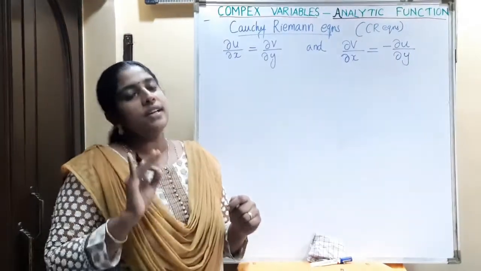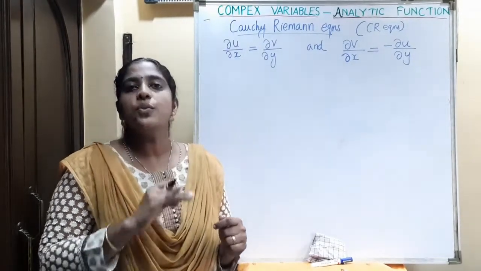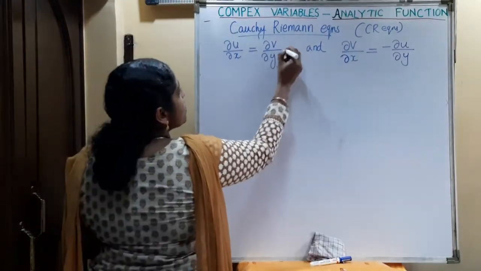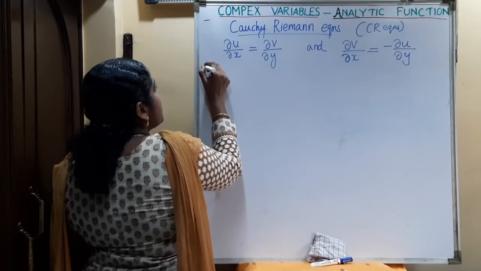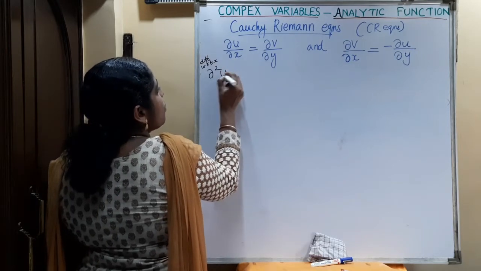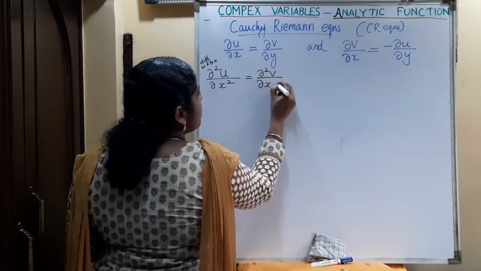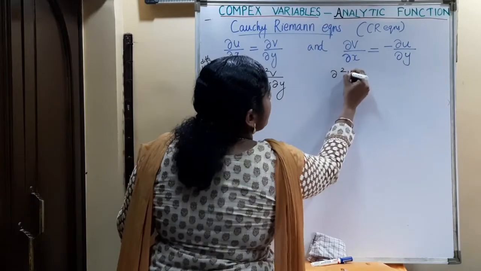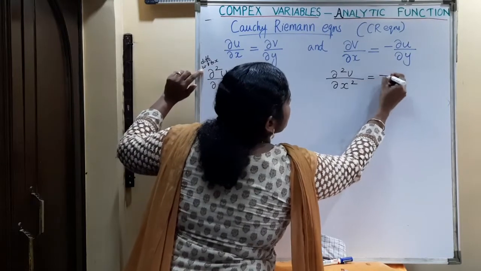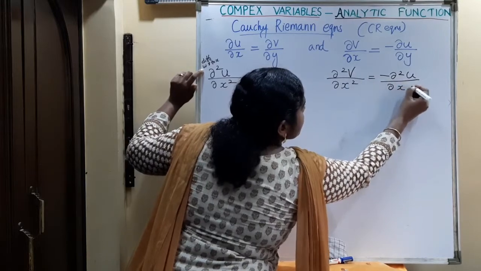The most important result is that if we differentiate these Cauchy Riemann equations with respect to the two independent variables, there is a beautiful relation between them. We differentiate the first Cauchy Riemann equation with respect to x. We get dou square u by dou x square equal to dou square v by dou x dou y. Differentiating the second equation with respect to x, we get dou square v by dou x square equal to minus dou square u by dou x dou y.